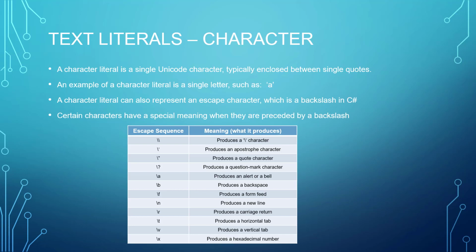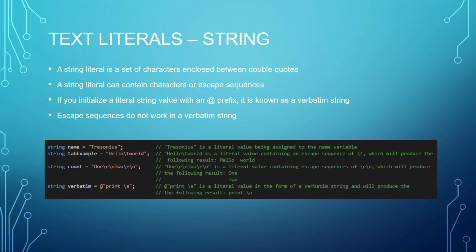So those are known as escape sequences, and they can be used within a string. So let's look at text literal strings. A string literal is a set of characters enclosed between double quotes. Remember, I told you a character literal is between single quotes, and a string literal is between double quotes. A string literal can contain characters or escape sequences. And that's good, right? Because we can use escape sequences inside of an actual string in order to get a certain value or result.